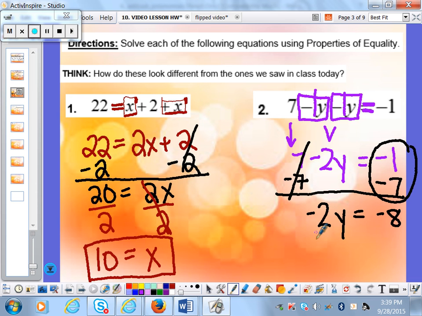Now I must get rid of this negative 2. Since it's connected to the y through multiplication, I will divide by negative 2. And y is equal to 4, and we are done.